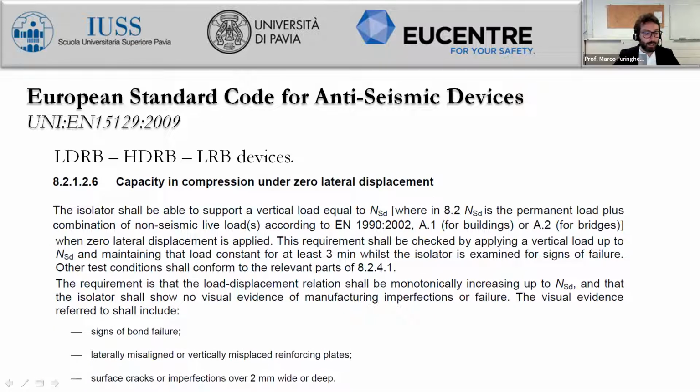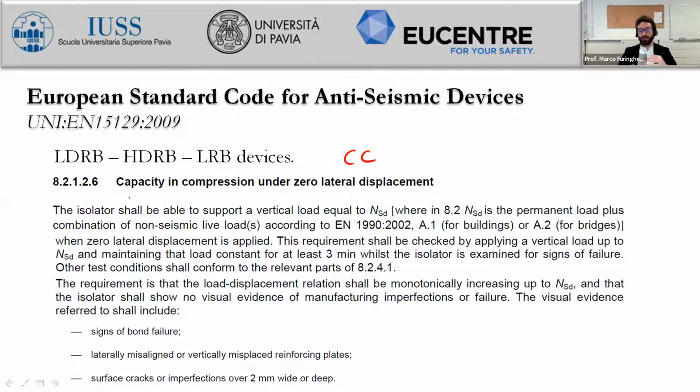Then there is another important test, the horizontal test, which is the lateral capacity test, LC. Okay, no, this is the compression capacity. So lateral capacity is the next one. Compression capacity under zero lateral displacement.